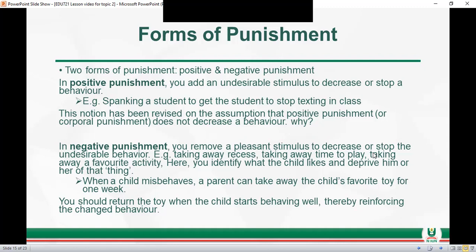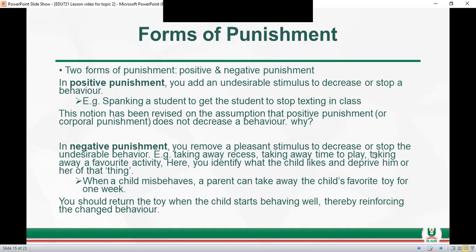In negative punishment, you remove a pleasant stimulus to decrease or stop the undesirable behavior. For instance, if a student or if your child does something bad at home or in school, and that child has a favorite toy that the child loves so much, you can remove that toy.